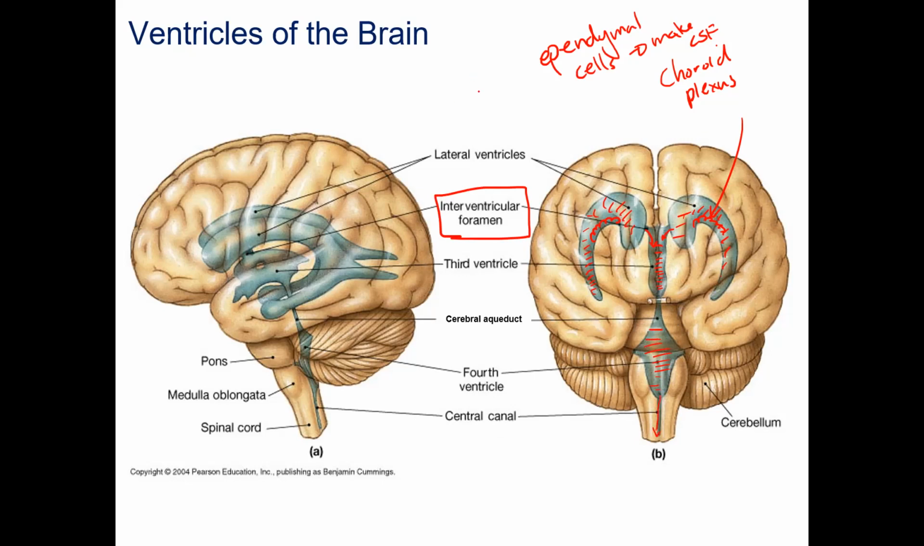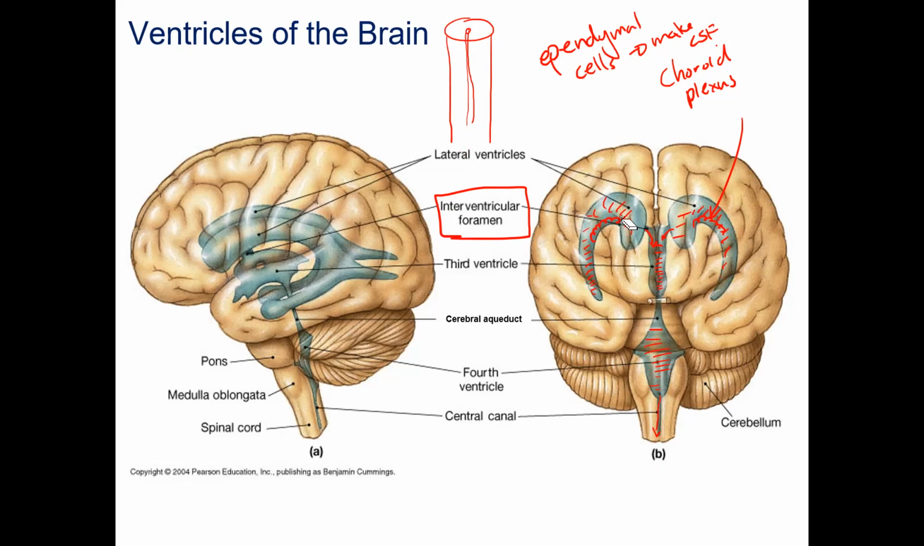Then it goes down a tiny canal called the central canal. Your spinal cord is very long, right? We talked about last time, it goes from the base of your brain all the way to your lower back. In the middle of the spinal cord, there's a tiny channel. That's where the CSF goes all the way down. So that's basically where the ventricles are and how they're connected.